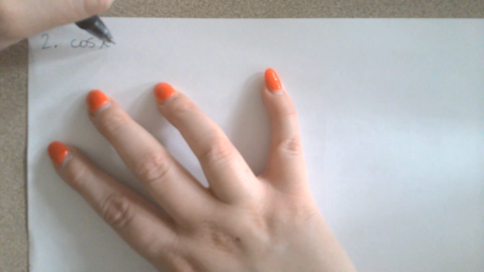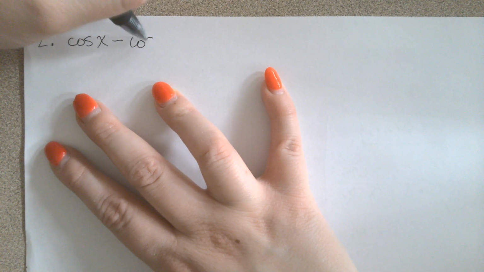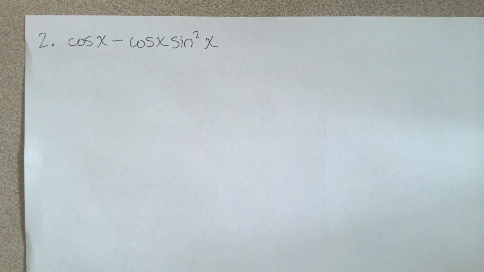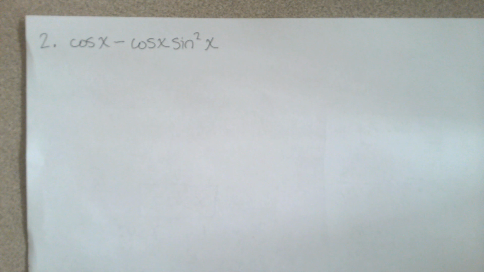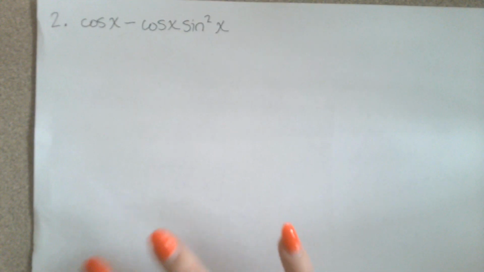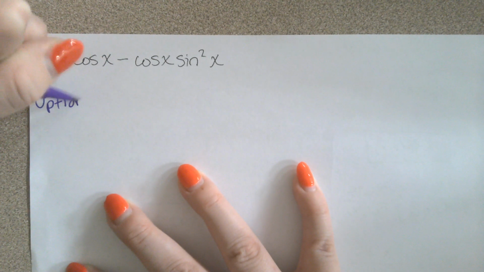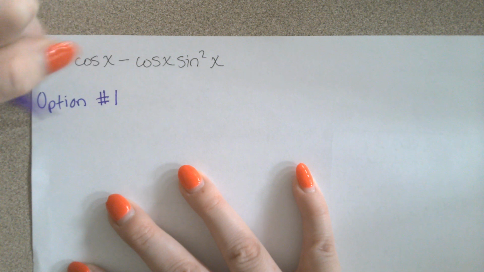Cosine of x minus cosine of x sine squared of x. This is a good problem. This is one where we will definitely be split on which way is better, which way makes more sense. Definitely have some different opinions on that. So again, option 1 is what I would do personally. That doesn't mean it's wrong. That's just the way I see it.